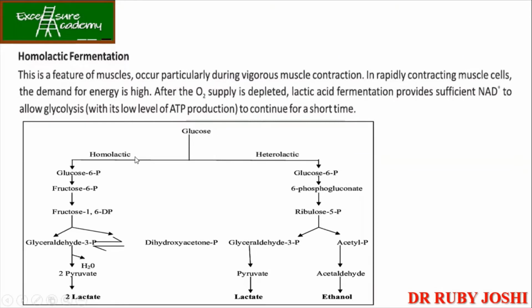You can see glucose homolactic अगर जा रहा है, so of course glucose 6-phosphate to fructose 6-phosphate, fructose 1,6 bisphosphate. Then you have got the glyceraldehyde 3-phosphate, dihydroxyacetone phosphate, then 2 pyruvate molecules, and this will result in the formation of 2 lactate. ठीक है? अगर heterolactic होता है, okay, so heterolactic में क्या होगा? Same thing, it's just that glucose 6-phosphate will be converted into 6-phosphogluconate.